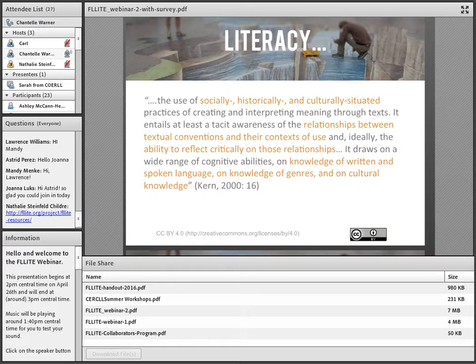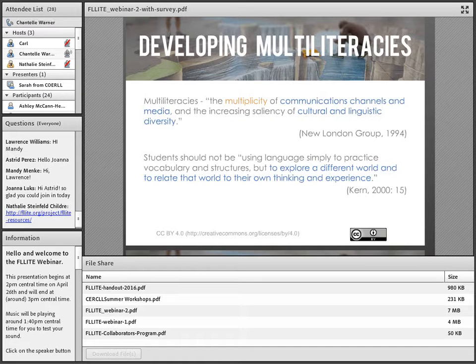Literacy draws on a wide range of cognitive abilities, on knowledge of written and spoken language, on knowledge of genres, and on cultural knowledge. Literacy in this broad sense has become an important learning objective in foreign language education, especially with the rise of digital communications technologies and trends of global migration, both of which have brought into the awareness of many teachers, education researchers, policymakers, and often even our students, the multiplicity of communication channels and media through which we communicate.